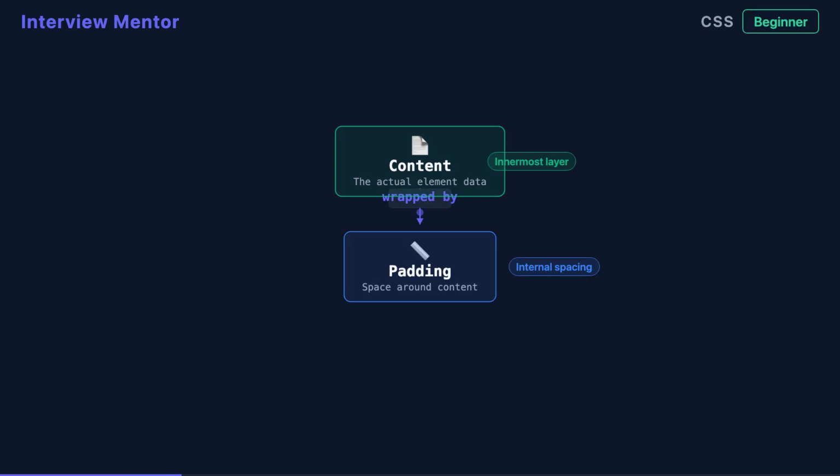Surrounding the content is padding. Padding creates breathing room between your content and the next layer outward. Think of it as internal spacing that pushes the content away from its container's edges.